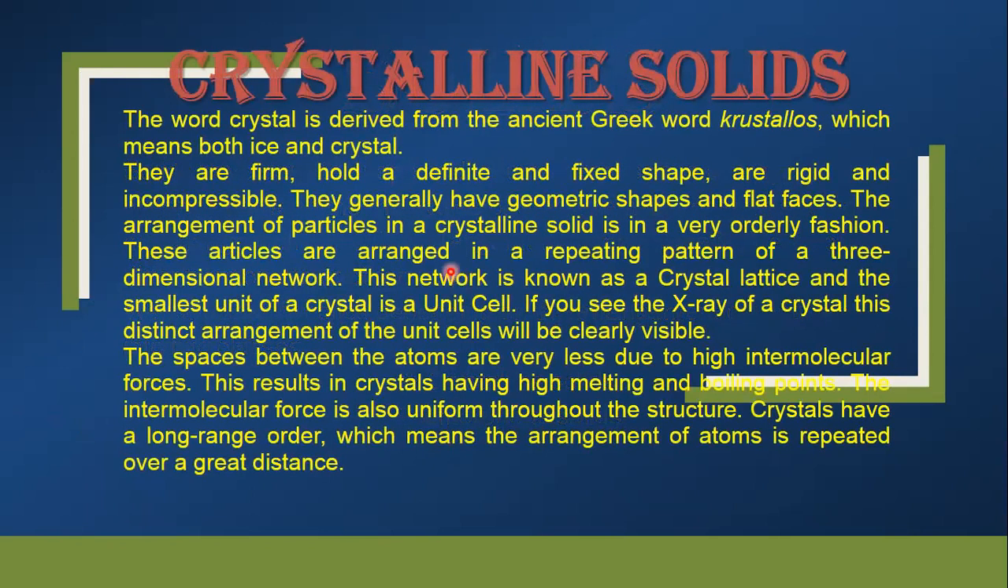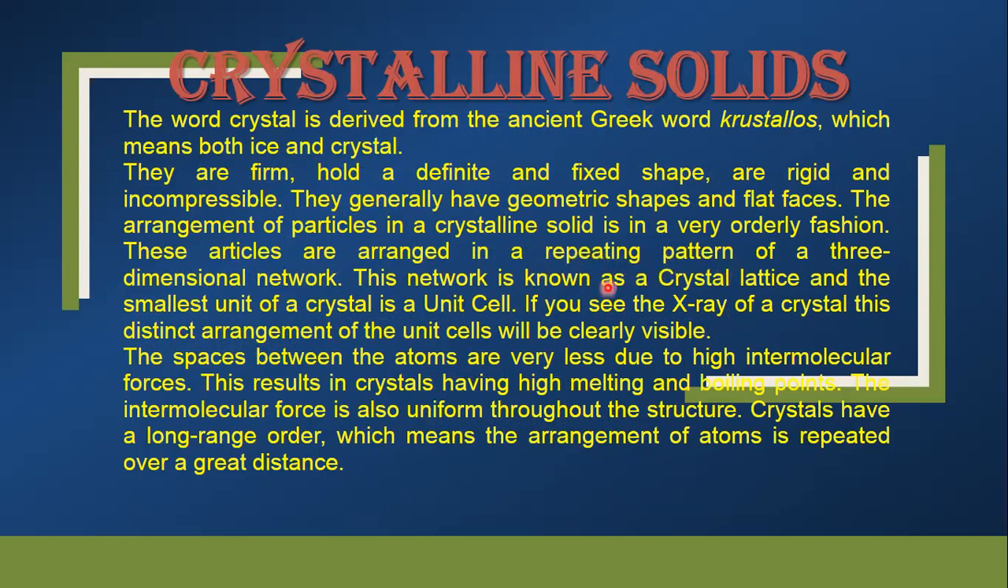Crystalline solids. The word crystal is derived from the ancient Greek word krystallos, which means both ice and crystal. Crystalline solids are firm and hold a definite and fixed shape and are rigid, incompressible. They generally have geometrical shapes and flat faces. The arrangement of particles in a crystalline solid is in a very orderly fashion. These particles arrange in a repeating pattern of a three-dimensional network.